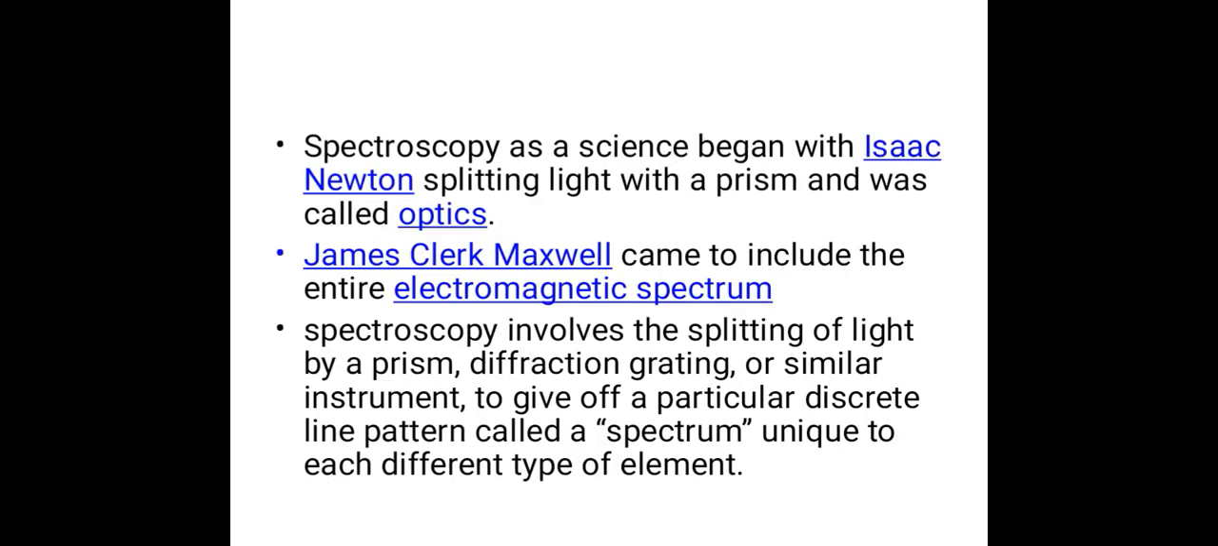Spectroscopy as a science began with Isaac Newton splitting light with a prism and was called optics. James Clerk Maxwell came to include the entire electromagnetic spectrum. Spectroscopy involves the splitting of light by a prism, diffraction grating, or similar instrument to give off a particular discrete line pattern called a spectrum, unique to each different type of element.